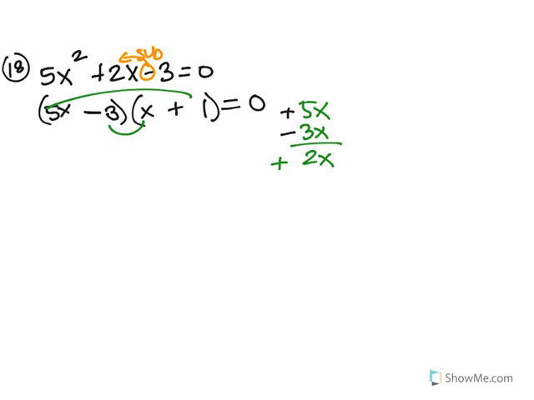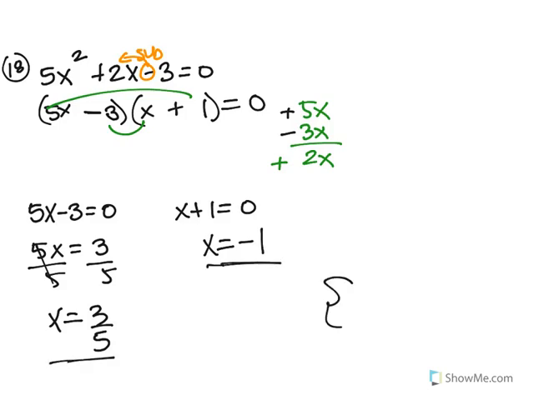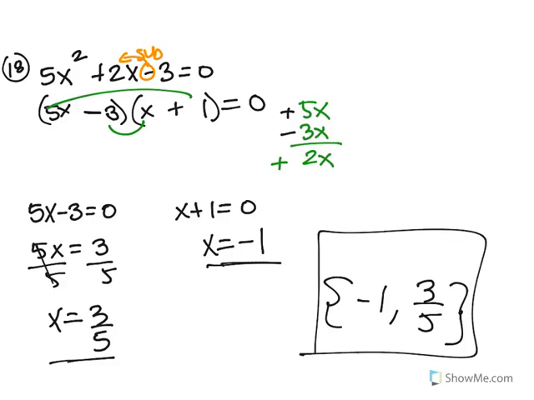Now, once it's factored, you now got to do what with each parenthesis? Set them equal to 0, because that's where x is. In order to tell me what x is, you got to set where x is equal to 0. So that's going to give us a positive 3/5 and a negative 1. Those are your two answers. Negative 1 and a positive 3/5. Y'all see that?